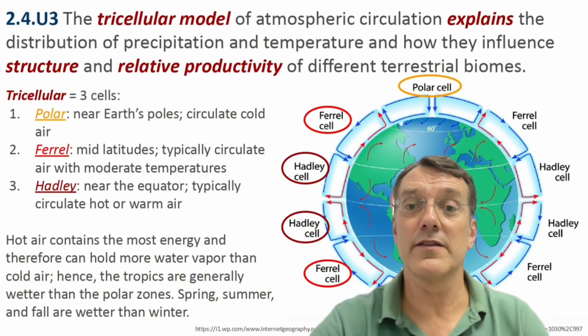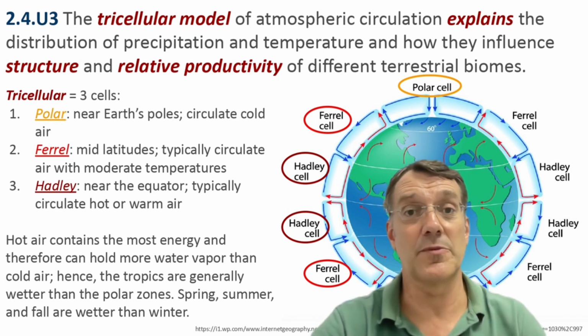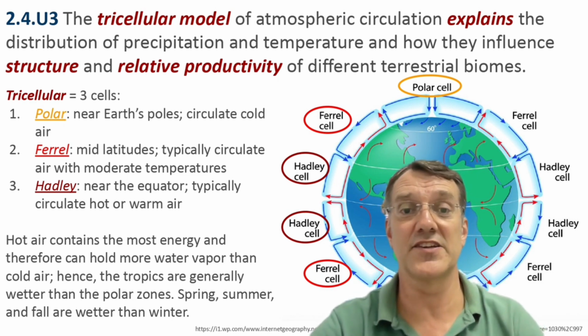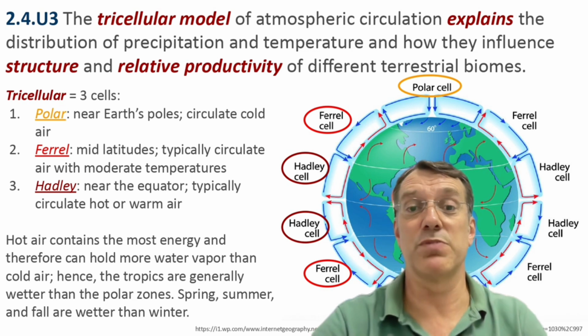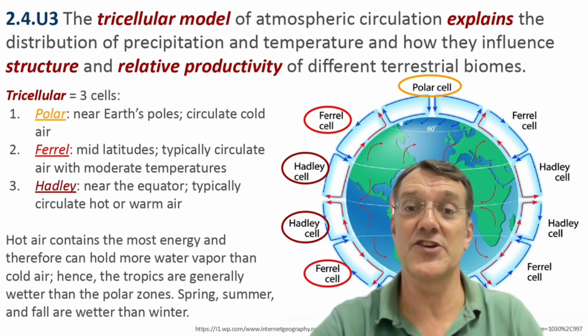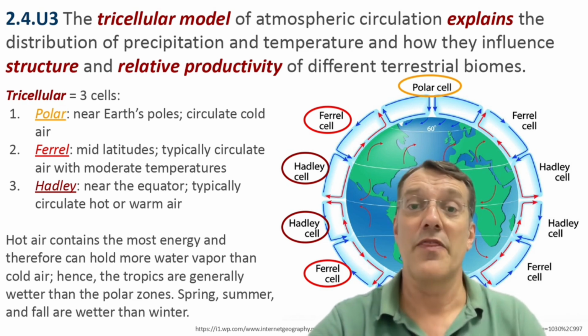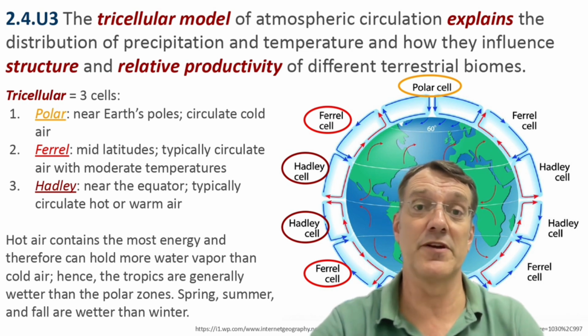The tricellular model of atmospheric circulation is something you should definitely know for your ESS exam. The tricellular model explains the distribution of precipitation and temperature globally. There are 3 cells in each hemisphere that you need to know about.